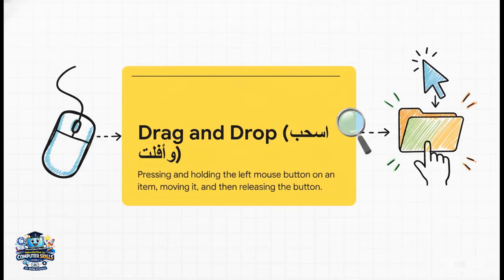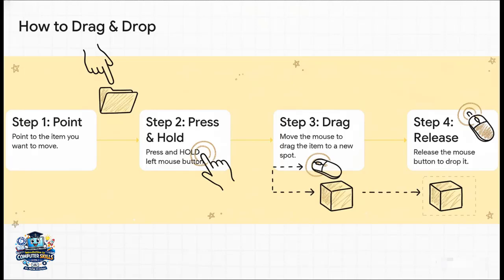Okay, our last big mouse skill is drag and drop. And you know what? It's as simple as it sounds. It's literally the computer version of picking something up, walking it across the room, and setting it down. So how do you do it? Easy. First, you point to whatever you want to move.